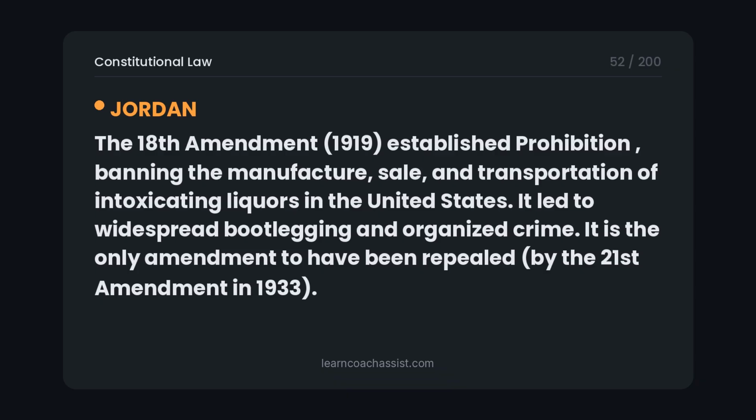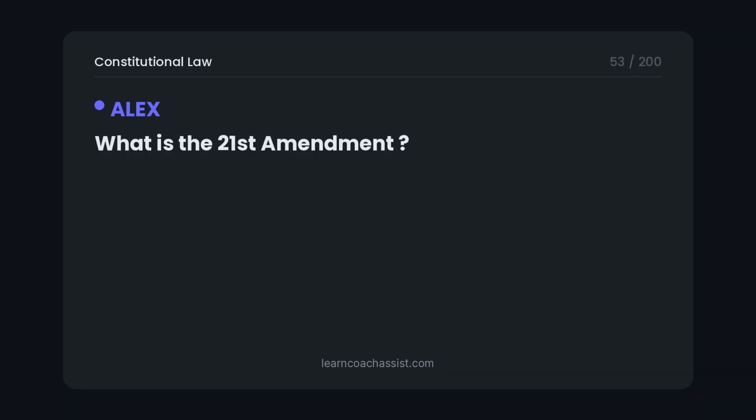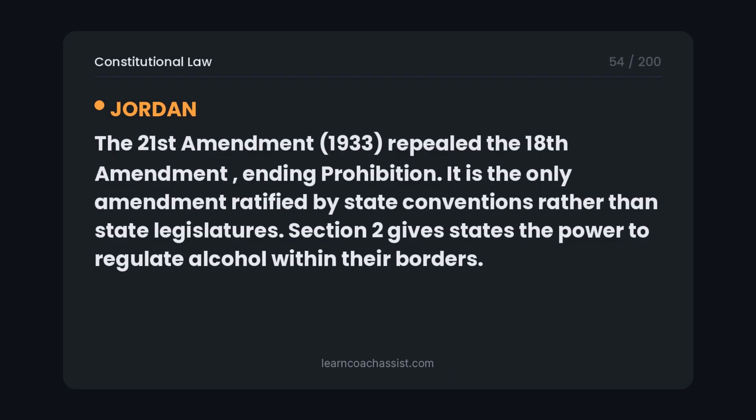What is the 21st Amendment? The 21st Amendment, 1933, repealed the 18th Amendment, ending prohibition. It is the only amendment ratified by state conventions rather than state legislatures. Section 2 gives states the power to regulate alcohol within their borders.